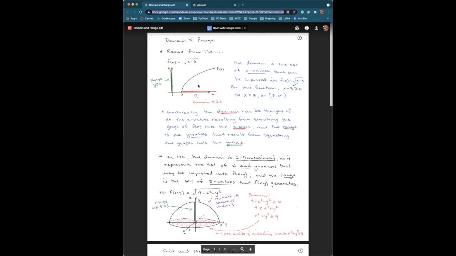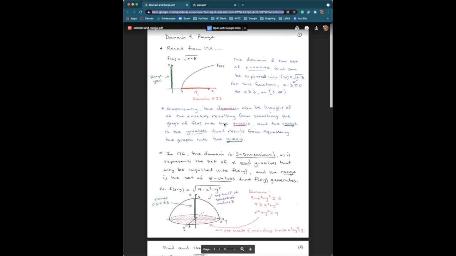We can also see that the range is all the y values that this function has, which is everything from 0 to infinity. What I like about this is what Grant's written here: the domain can be thought of as the x values resulting from smashing the graph of f of x into the x-axis. If we smushed this graph down, flattened it out onto the x-axis, that would give us the domain. In a similar way, if we flattened it over to the left, against the y-axis, that would give us the range. So that's kind of a neat idea, and I think it comes up in the second half here as well.